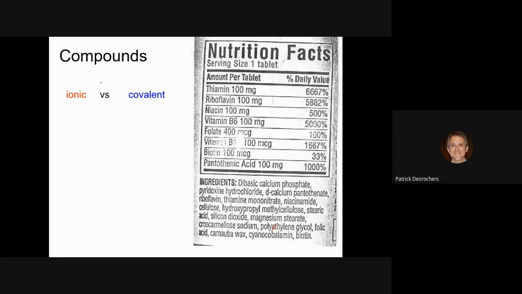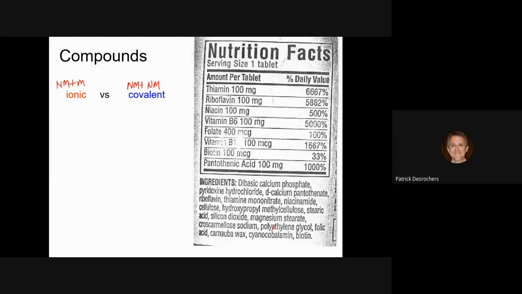Who can remember the definitions and how I keep these straight? Ionic is non-metal plus metal. Let me write this down. Non-metal plus a metal tends to be ionic. And what about covalent? I think it's non-metal plus non-metal. Right. Two or more nonmetals tends to be covalent. And metals and nonmetals tend to be ionic. I totally agree with that.